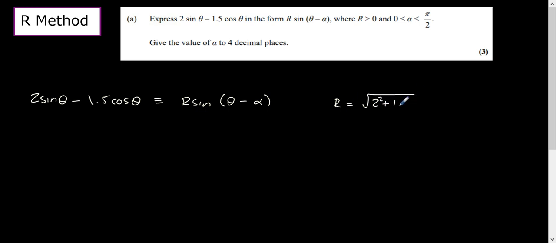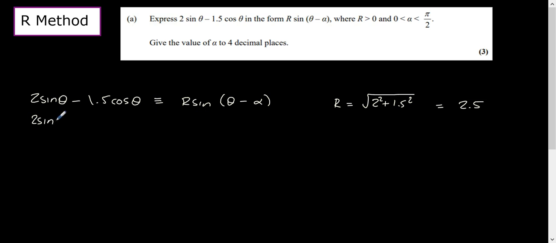So the first part of this question says express this in this form. So we're getting used to this now, 2 sine theta minus 1.5 cos theta, which is r sine theta minus alpha. We're working in radians this time, so we need to be mindful of that. R is just the square root of 2 squared plus 1.5 squared. Don't worry about the minus. It all comes out in the wash because we're doing this. So we've got r is equal to, let's just work this out properly. We've got 2 squared plus 1.5 squared. So we've got 5 over 2. We'll write it as 2.5.